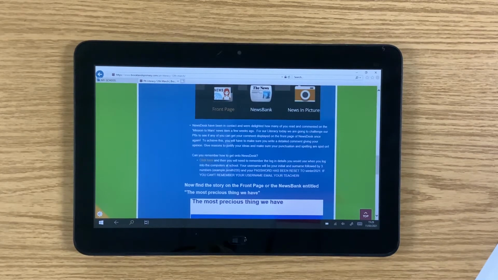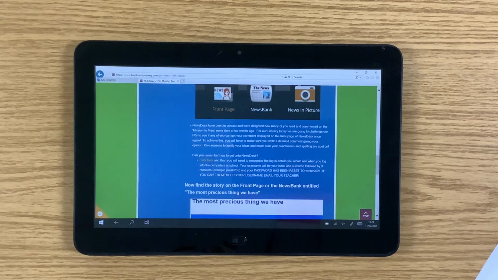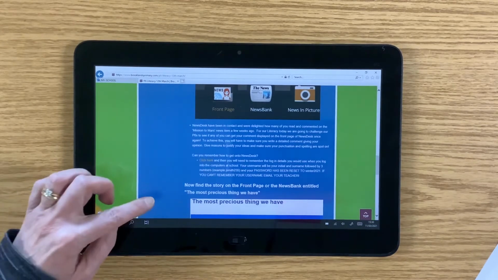And for most of you, your password has been reset to winter, lowercase, 2021. Kenya, yours is a little bit different, winter 21. But for everybody else, your username is your own. Password should be winter 2021. Log into Newsdesk. If you have any difficulties doing that, please email your teacher.